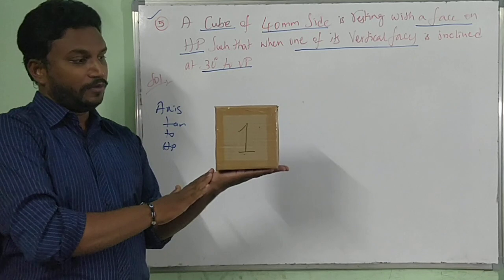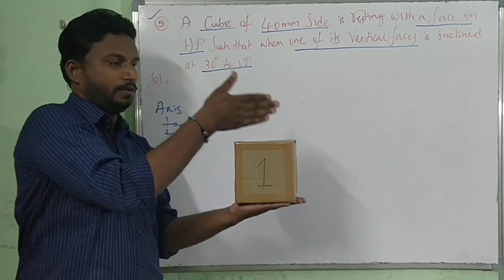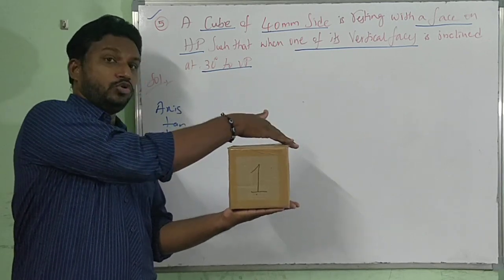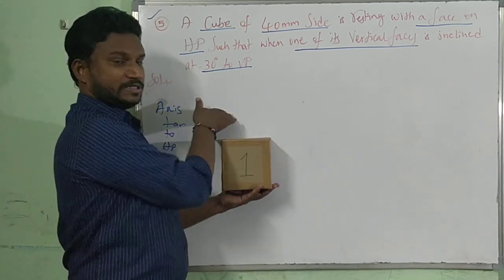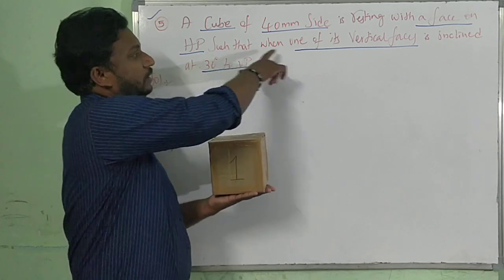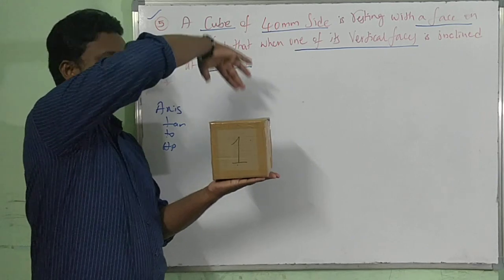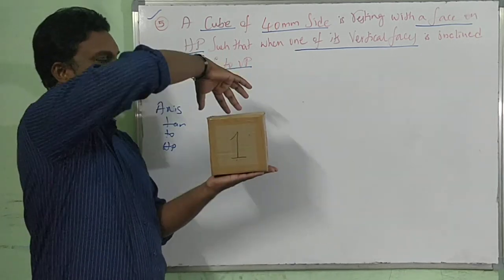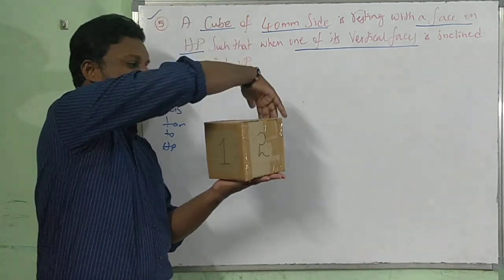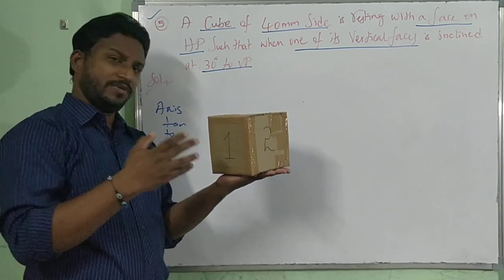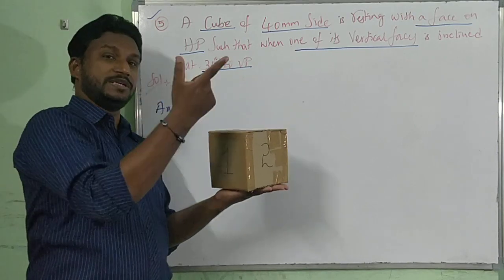This is the position where you can see one front side which is parallel to VP. One parallel, 2 perpendicular. Last problem, 2 vertical faces perpendicular. 3 back side, 4 this side. But here one of its vertical faces is inclined at 30 degrees to VP. Means whatever the back side 3 faces, first, second, third face, it should be rotated at an angle of 30 degrees. Means when you are looking from the top, this should be at an angle of 30 degrees. Previously you did problem number 4, second case, same, but there prism, here cube.